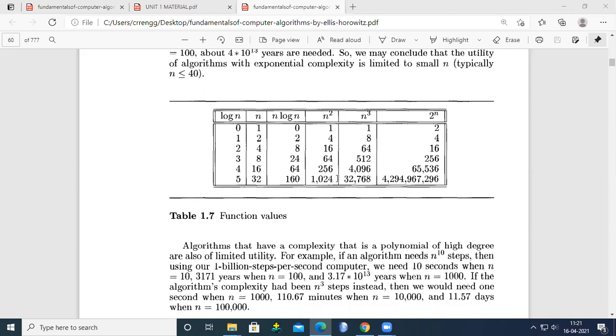So always we are considering algorithms whose time complexity is small. Less amount of time is needed.